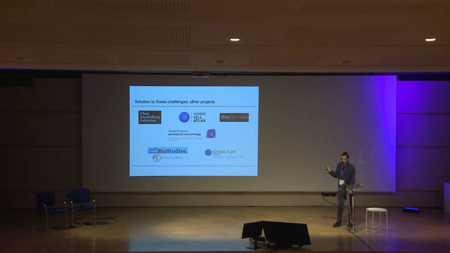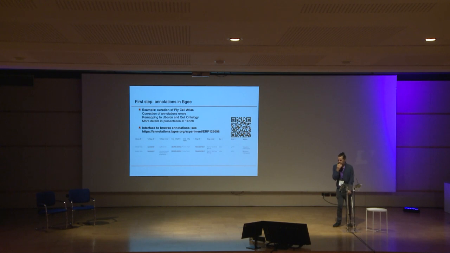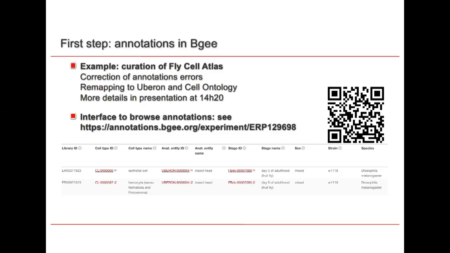I was very interested also in yesterday's BioStudies talk. There are many resources like that, so we would like to collaborate with them and integrate with them. Just to give you a brief example, as a starting point, we are the developers of the gene expression database Bgee, in which you can retrieve all the annotation that we perform. We have reannotated the FlySell Atlas, and you can learn more about that at a presentation this afternoon at 2:20, because we use it to build a reference data set for machine learning algorithms.